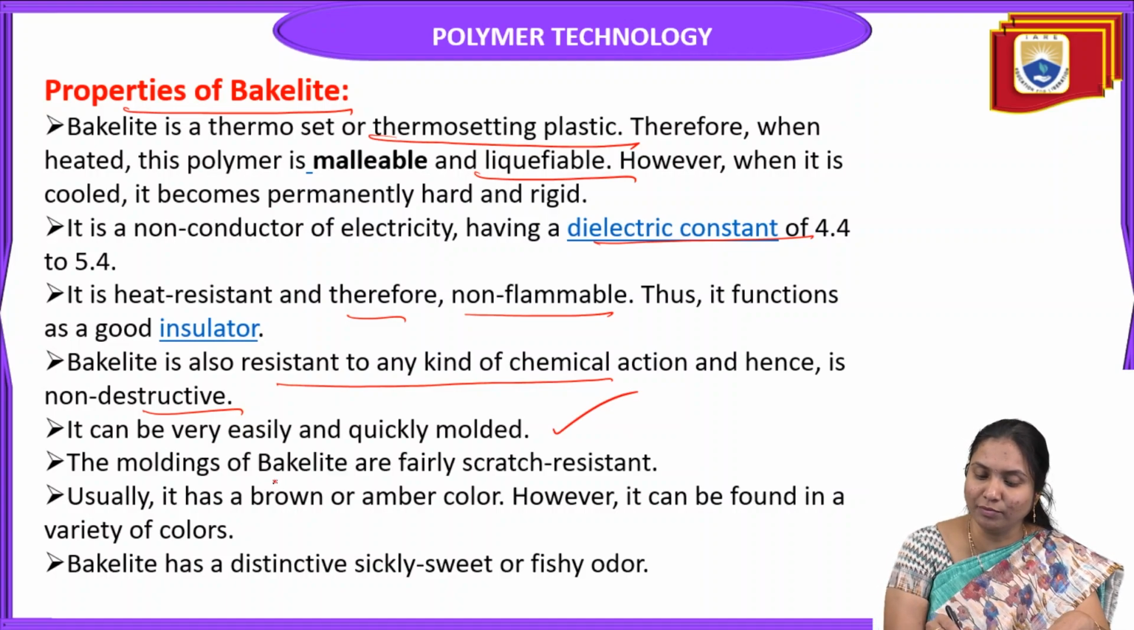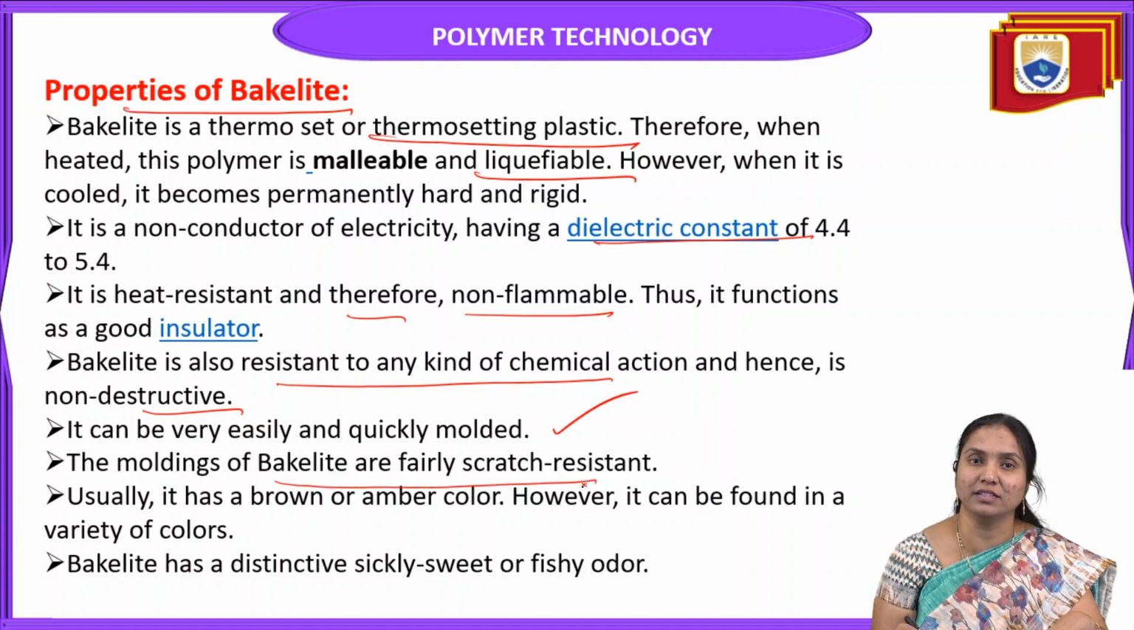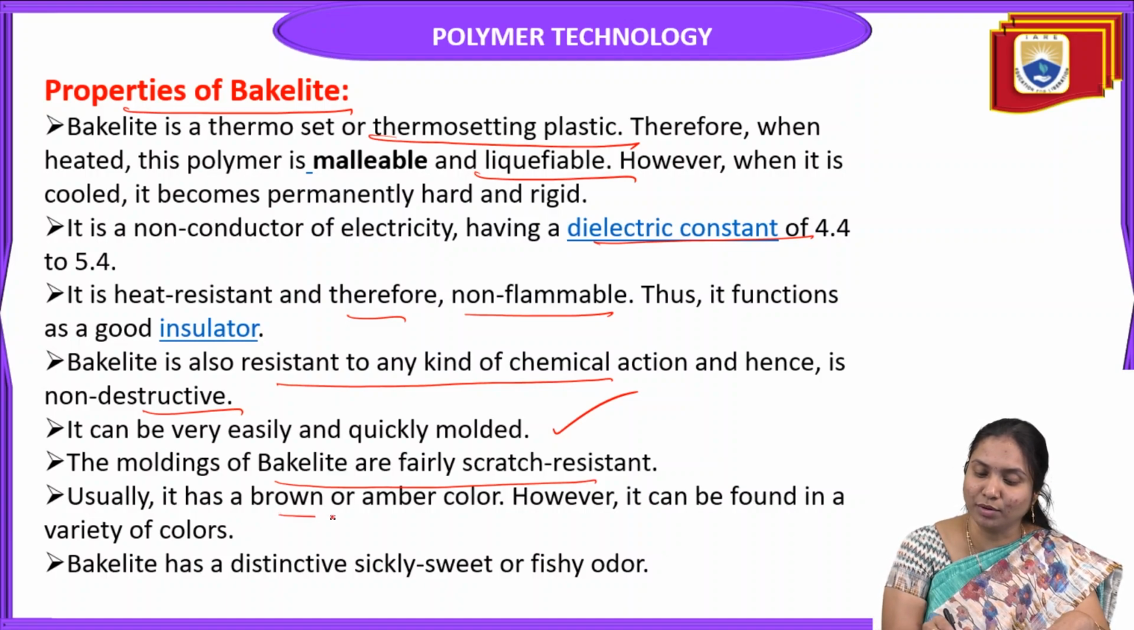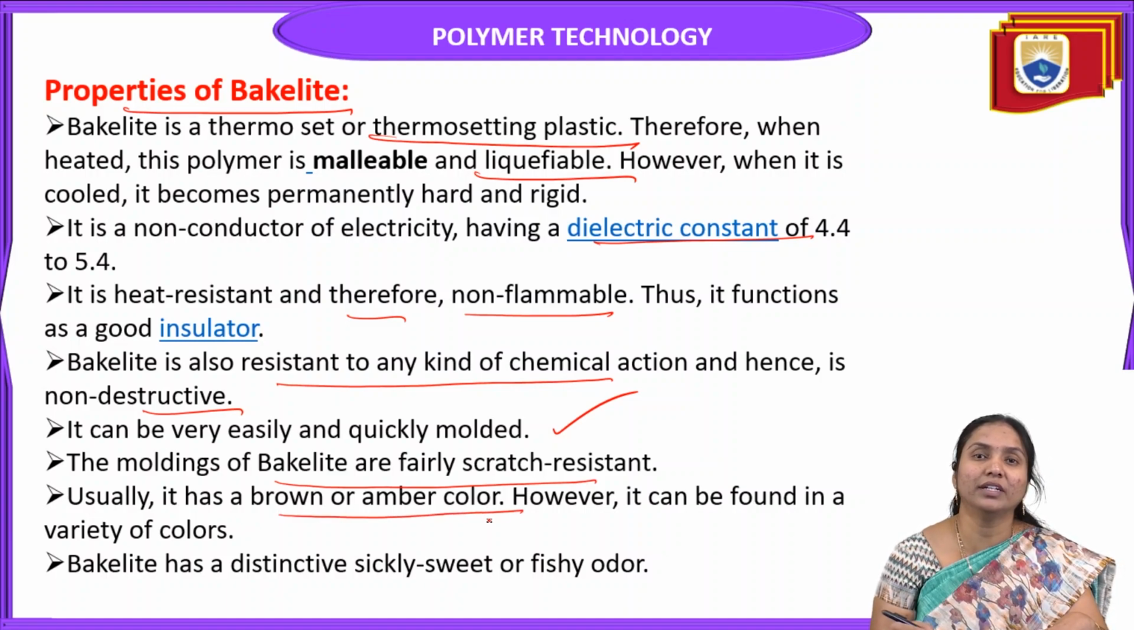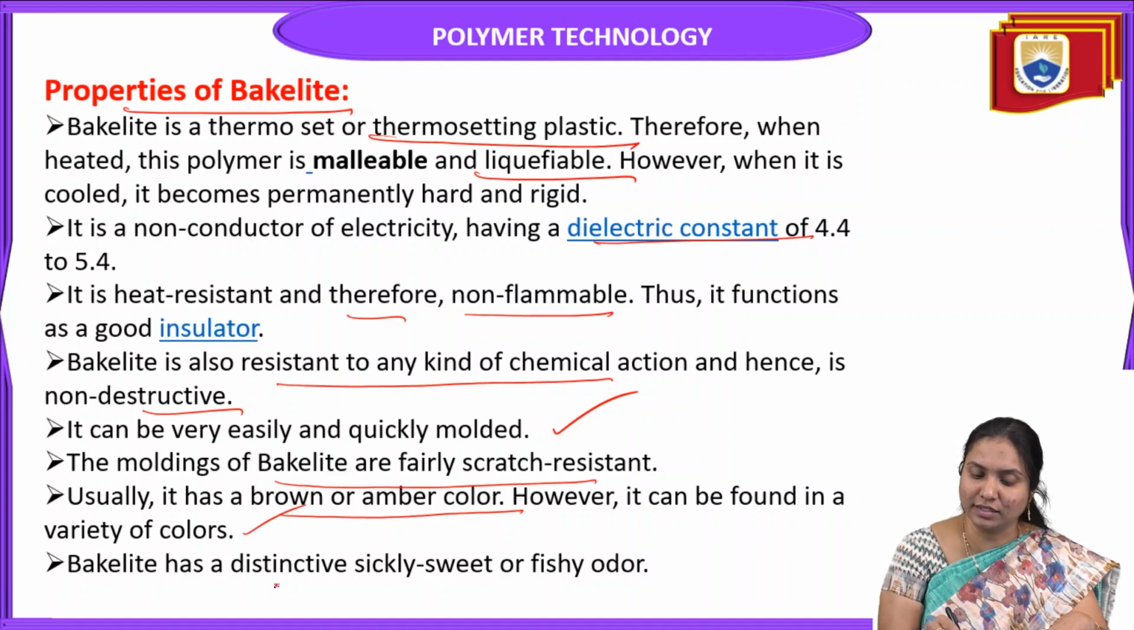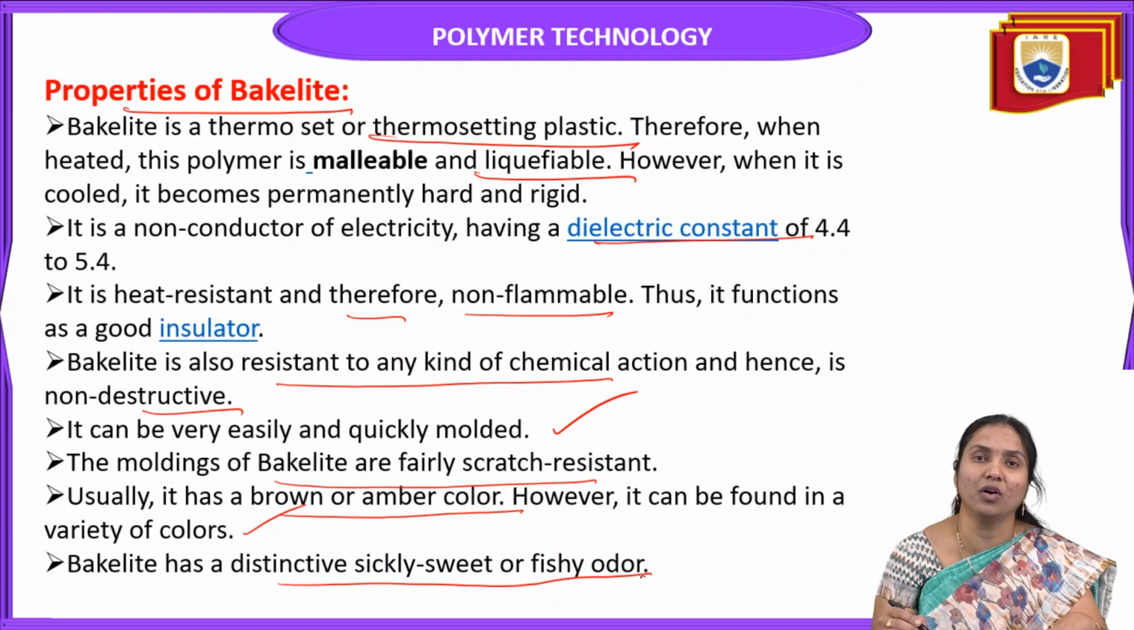The molded products of bakelite are fairly scratch resistant. Usually it has a brown or amber color. However, it can be found in a variety of colors. Bakelite has a distinctly sticky, sweet, fishy odor. So these are the properties of bakelite.